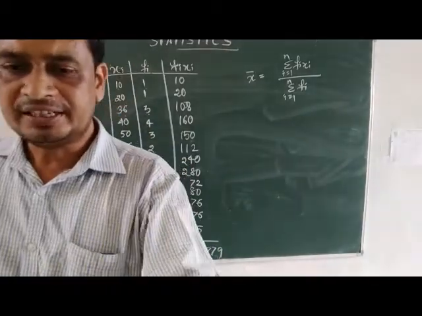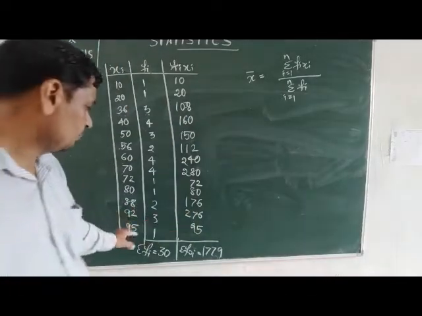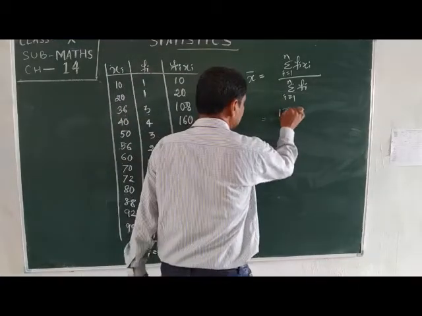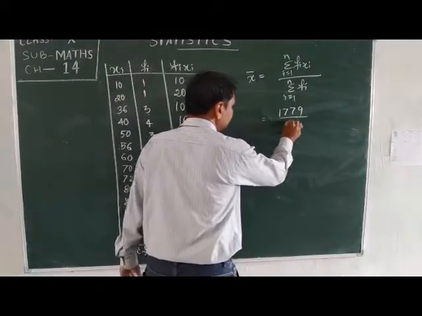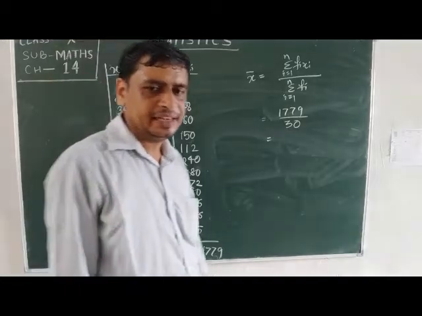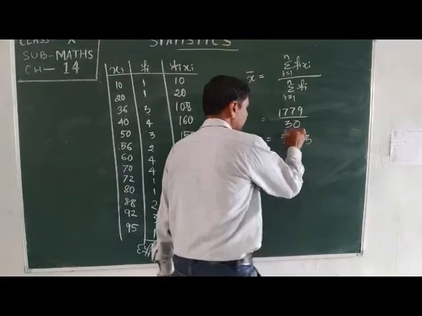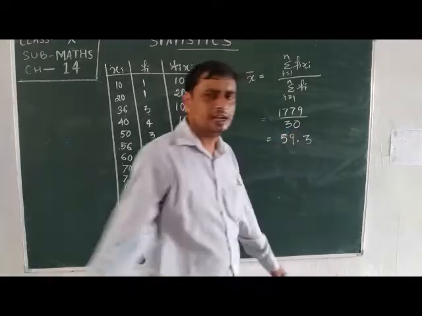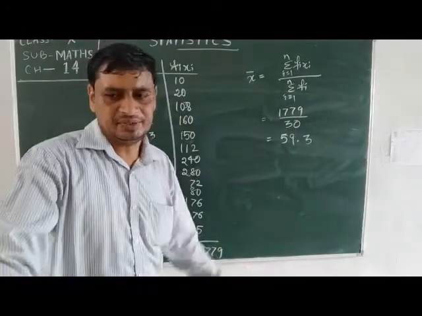So we got the result, the sum of fi xi and the sum of fi. Now we will put the values of the sum of fi xi as 1779 by the sum of fi as 30. It becomes 59.3. Here, the mean marks obtained by those students is 59.3.